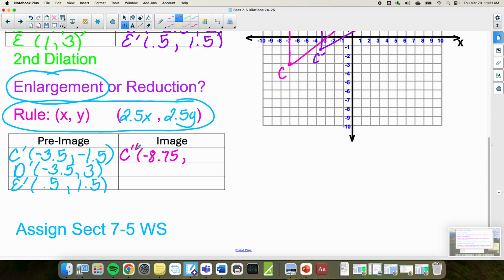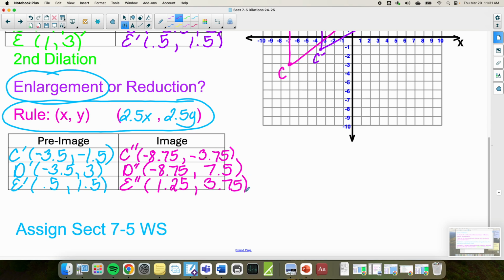Then if I go -1.5 times 2.5, that's -3.75. When I do my D double prime, -3.5 is -8.75. And 3 should be 7.5. Okay. Then 0.5 would be for E double prime. 0.5 times 2.5 should be 1.25 because that's half of it. And 1.5 times 2.5 is 3.75.